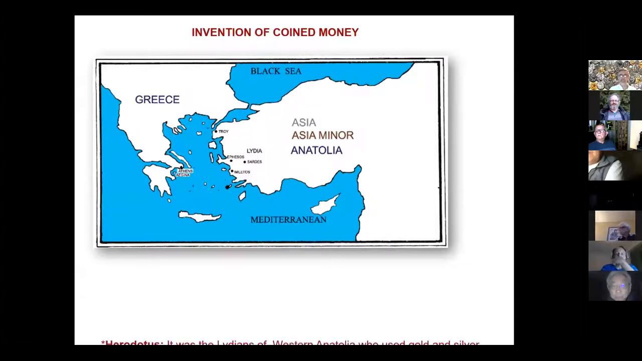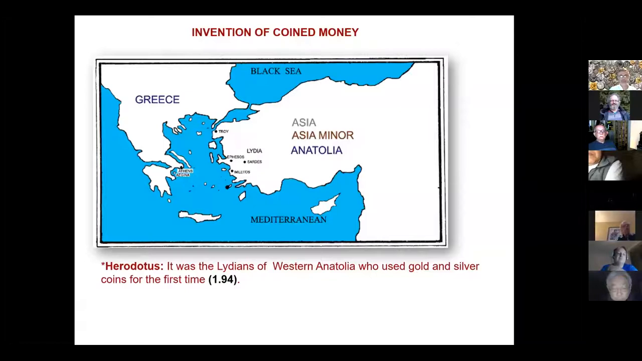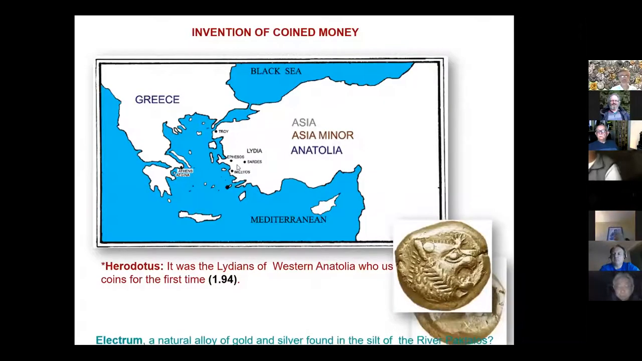Invention of coined money, according to Herodotus, was the work of the Lydians. However, Herodotus only says that the Lydians used gold and silver coins for the first time. He doesn't really say that the Lydians invented the coins. All the same, all indications, all excavations, and other evidence that we gather from the ancient world indicate that Lydia was the beginning of ancient coinage.